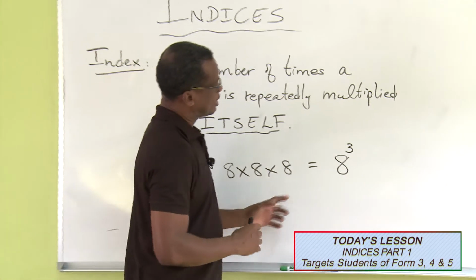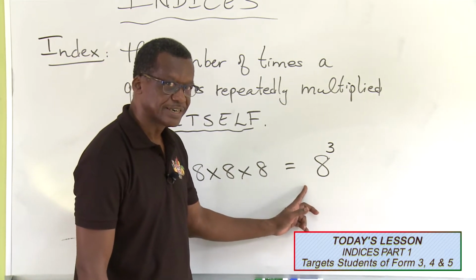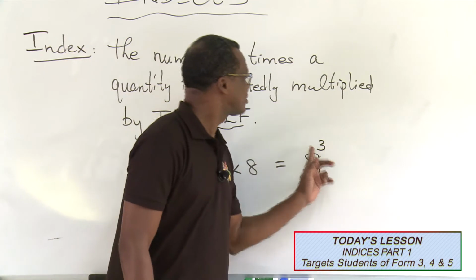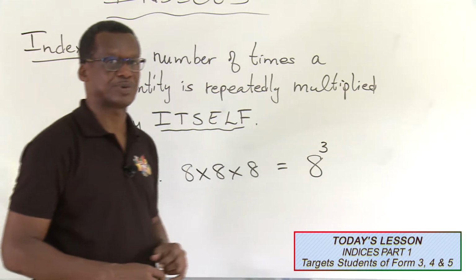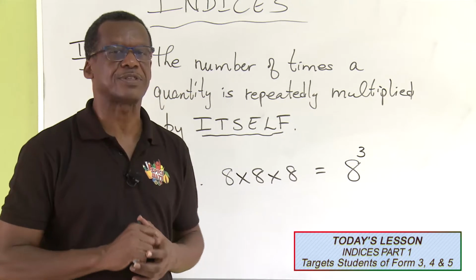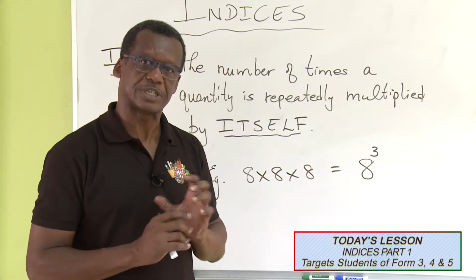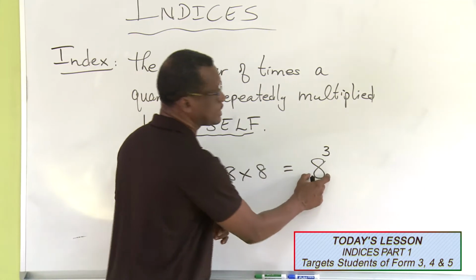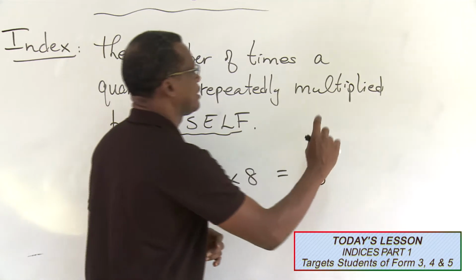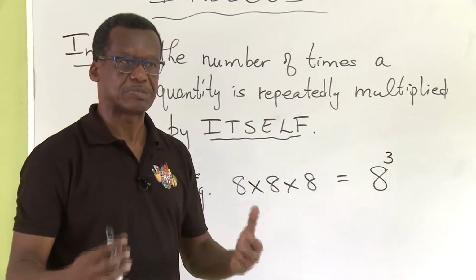So notice the 8 is a bit bigger than the 3, which is the power. And we want to give specific reference to this so that when you write in powers, you would know how to distinguish between the quantity that was multiplied by itself and the number of times that quantity was multiplied by itself.